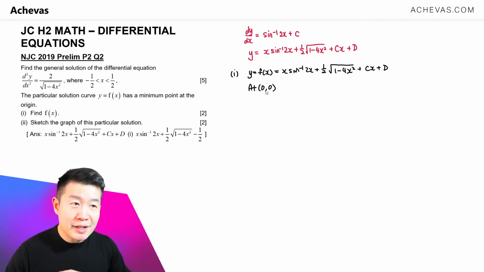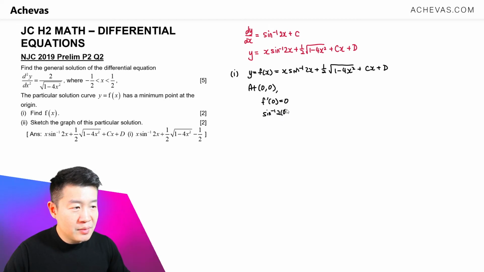So it is also a turning point. So at (0, 0), f'(0) will be equal to 0. dy/dx is going to be equal to 0. So we will have a sine inverse of 2 times 0 plus c is equal to 0.